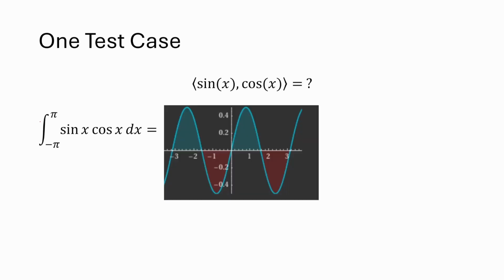I'm not going to do every possible sine and cosine, and I'm not going to do the general case. I just want to show you one example to give you the idea of how this looks. So what's the inner product of sine of x and cosine of x? Well, we set up the integral over one period. It makes sense to have your interval be one period because that is the natural symmetry of this function.